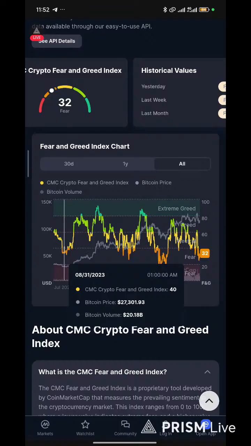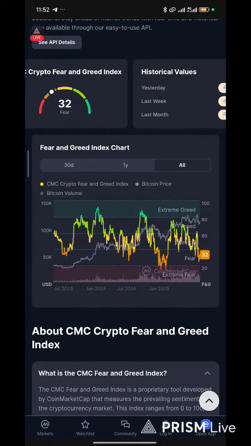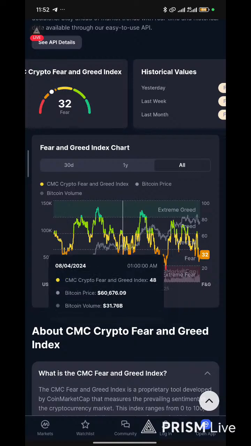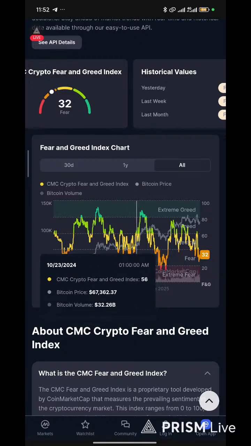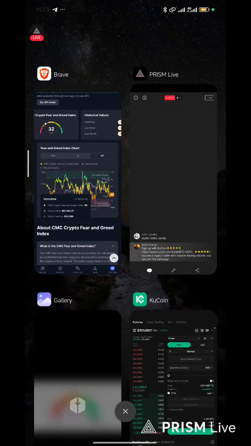So look at this. In July 2023, BTC was at the fear level. That is a great opportunity for you to buy. What is at the fear level? That is a good opportunity. So can we now confirm this with the normal BTC chart? Okay, now let's head over to KuCoin.